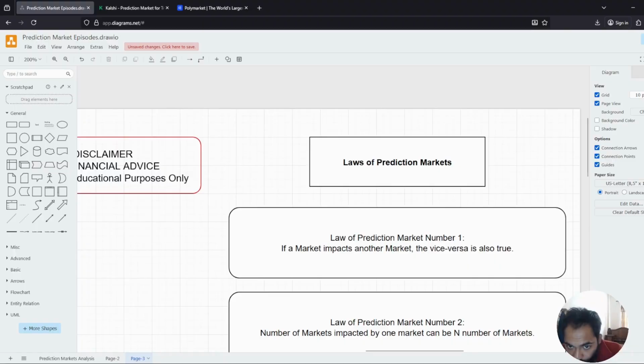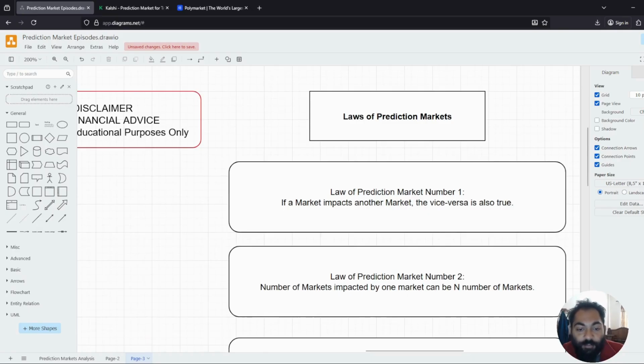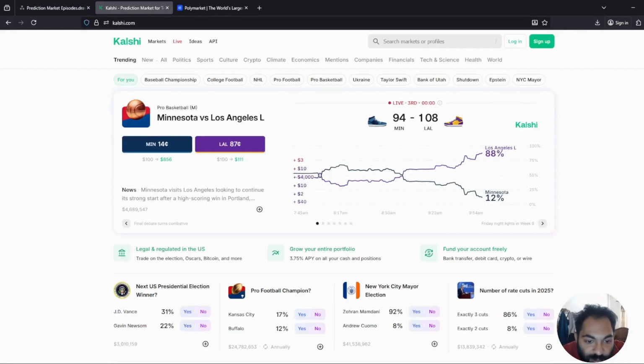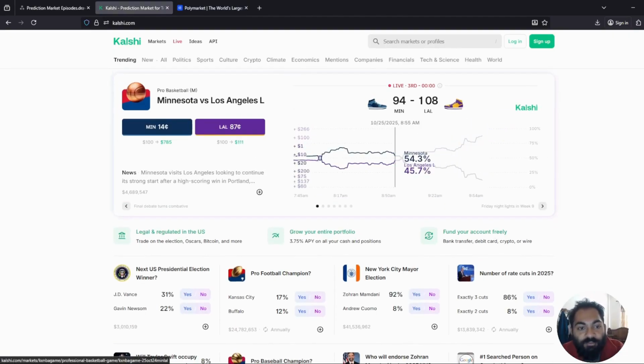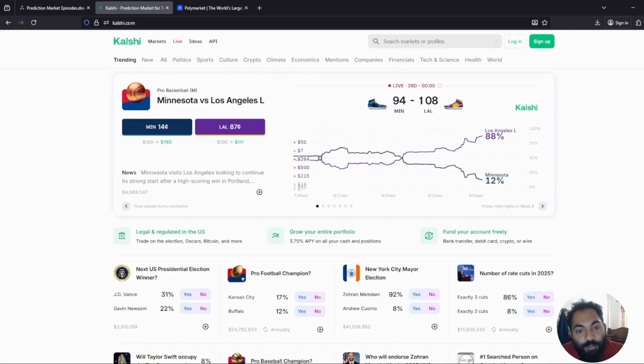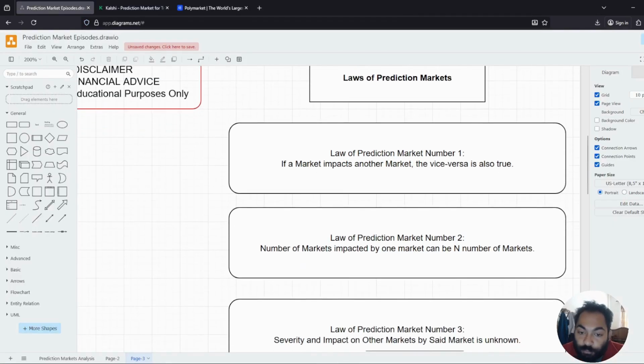So we have laws of prediction markets. Law of prediction market number 1: if a market impacts another market, the vice versa is also true. That means if you see any of the markets over here, or any of the charts that you see over here, if this market is impacting this other market, or the pro football champion market over here, the fact that this will impact this one is also true. That means if one market is linked to the other, the reverse is also true.